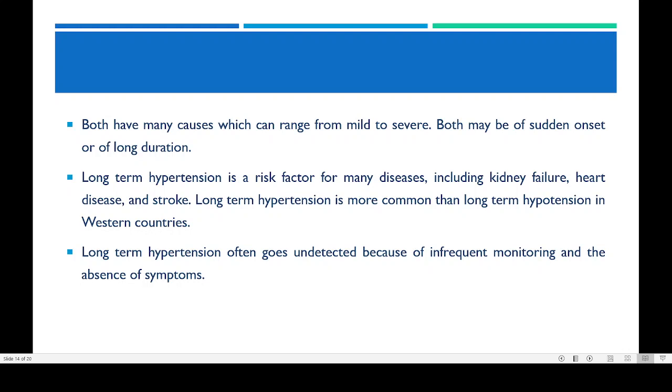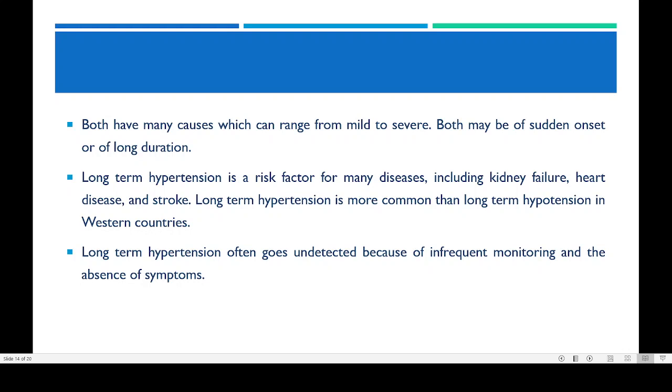Then, long-term hypertension is more common than long-term hypotension. So basically, the problem with higher blood pressure is that it damages the kidney, and then it can lead to heart diseases also. It can also damage your heart. Then it can lead to stroke. I told you what a stroke is. Stroke means blood will be leaking into your brain. So that is what happens in the case of stroke.